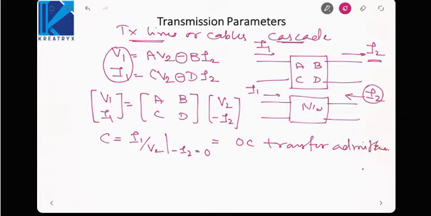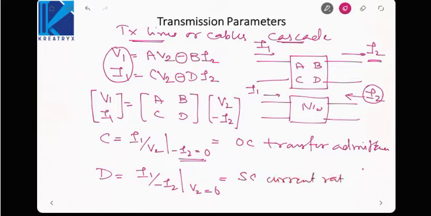Okay, because we are open circuiting port number 2 and then we are finding the transfer admittance, that is I1 by V2. What about D? D is I1 by minus I2 provided that V2 equals 0. That is short circuit current ratio, or short circuit reverse current gain.